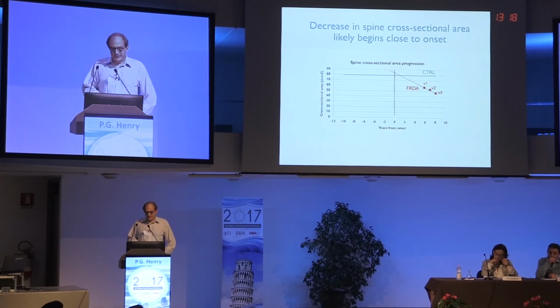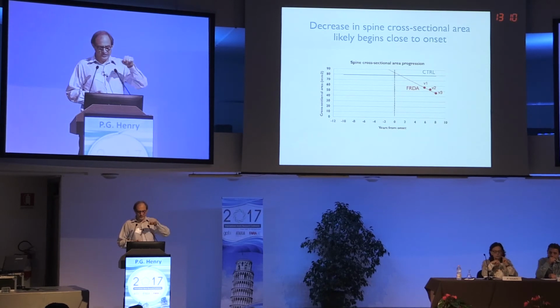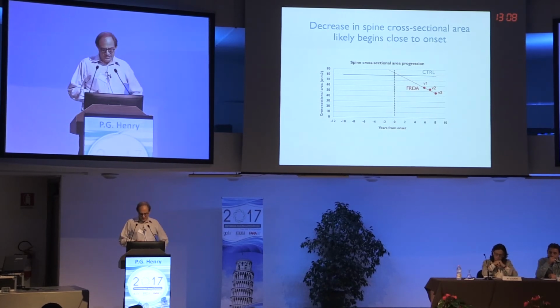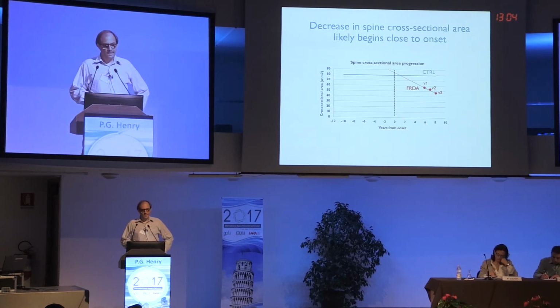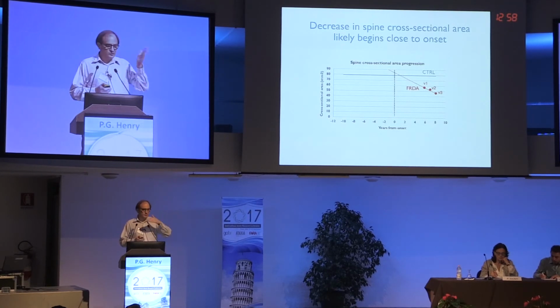And in contrast, the spine cross-sectional area, if I do the same thing, extending the progression between V1, V2, and V3 toward the past, the crossing is much closer to onset. So that suggests that, for example, spectroscopy can detect changes before onset, and other modalities may not be able to do.